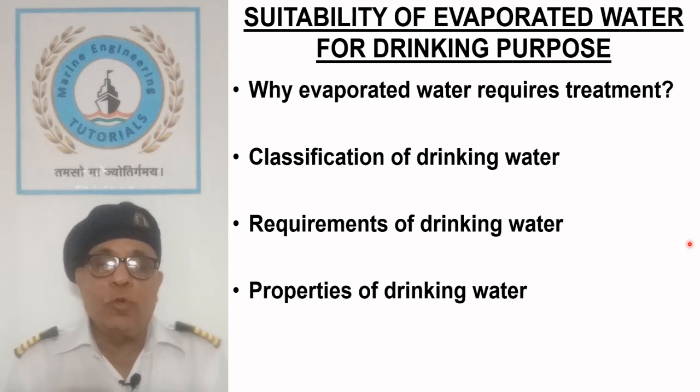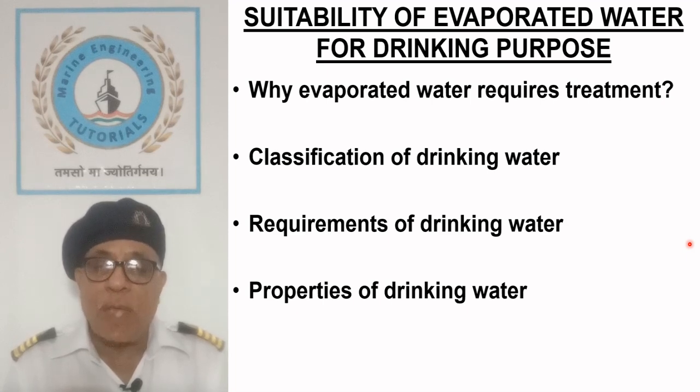The desirables include calcium 75 mg per liter maximum, magnesium 30 mg per liter maximum, sulfate 200 mg per liter, nitrate 45 mg per liter, and fluoride 1 mg per liter. Lead, arsenic, and cadmium beyond traces are undesirable.